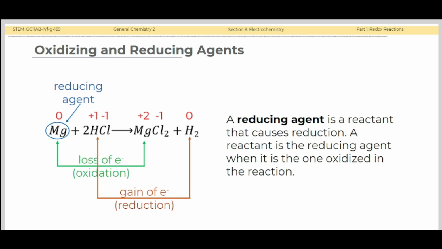A reducing agent is a reactant that causes reduction. A reactant is the reducing agent when it is the one oxidized in the reaction. Looking at the same reaction, magnesium is the oxidized reactant as a result of electron loss or increase in its oxidation number. Thus, it is the reducing agent.